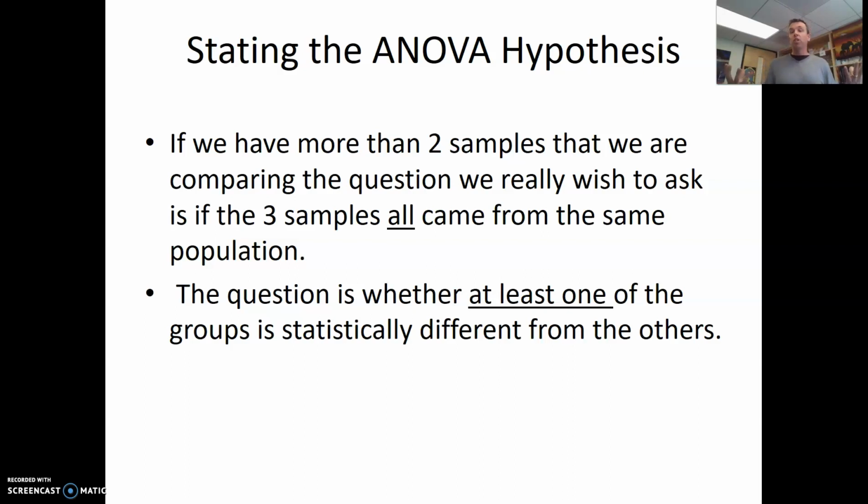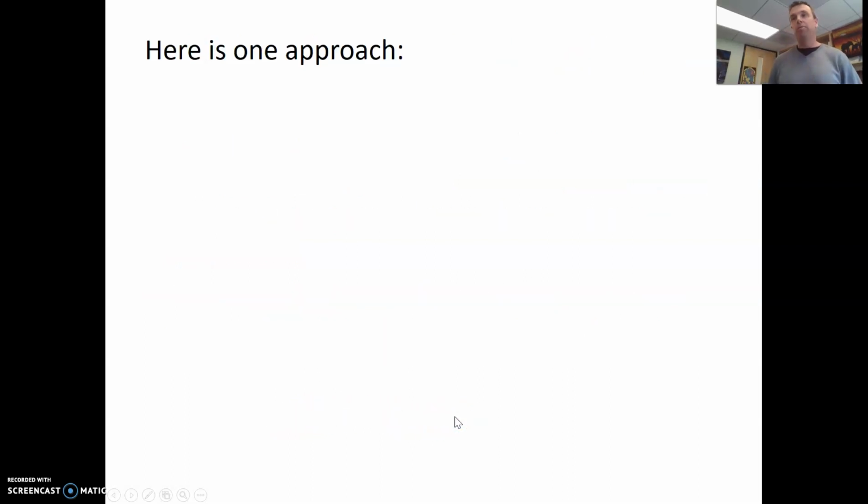You might have 10 different groups, and even if 5 or 6 are all statistically different from each other, all the ANOVA is going to tell you is whether at least one of those groups is statistically different from the rest. The null hypothesis states all 10 groups are from the same population. And so the ANOVA is testing, again, if at least one came from a different population. So the null hypothesis is that they're all the same. No matter how many groups you have, the null hypothesis states they're all the same. The ANOVA hypothesis means they're not all the same. At least one group is different from the rest.